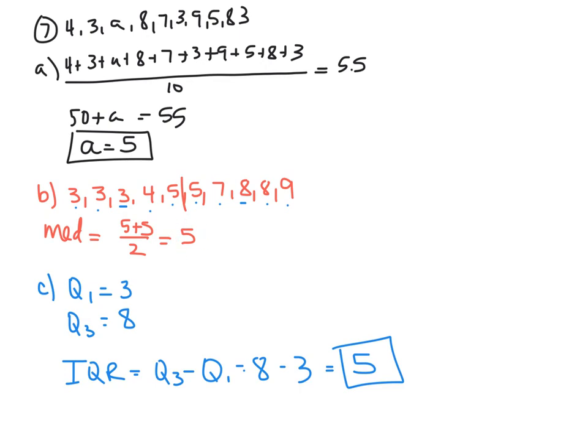Part C wants us to find the interquartile range. So the interquartile range is Q3 minus Q1. Q1 is the median of the first half of the numbers. So if I ignore the second half of the numbers over here and then take the median again, you get 3. 3 is in the middle. Q3 is the median of the top half of the numbers. So again, ignore the bottom half, and the middle number up on the top is 8. So the IQR is Q3 minus Q1, which is 8 minus 3, which is 5.